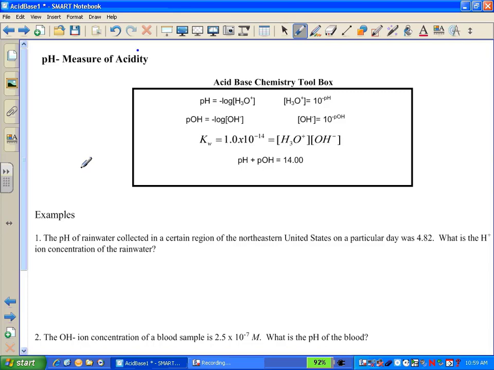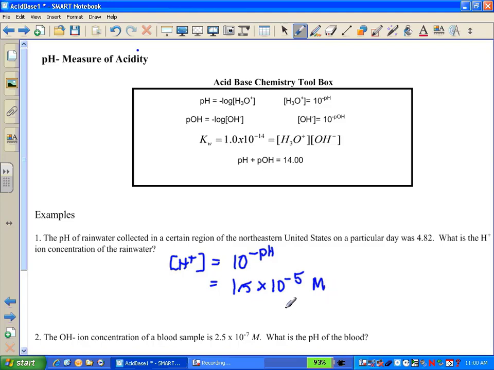The pH of rainwater collected in a certain region of the northeastern United States on a particular day was 4.82. What is the H+ ion concentration of the rainwater? If you look to the toolbox, we're looking for the hydrogen ion concentration. So the formula is simply 10 to the minus pH. So H+, you could write H3O+ or H+, both are accepted. It's equal to 1.5 times 10 to the negative 5. We have to remember to include our units of moles per liter.